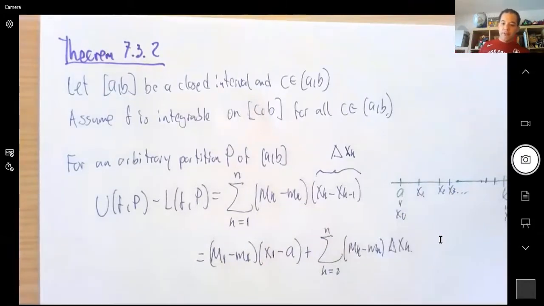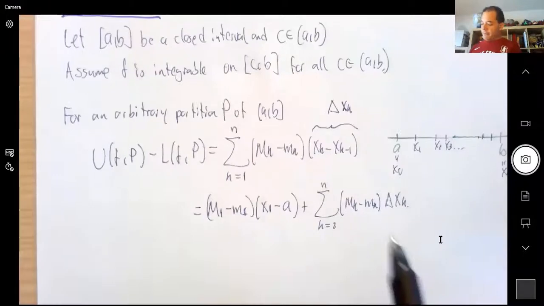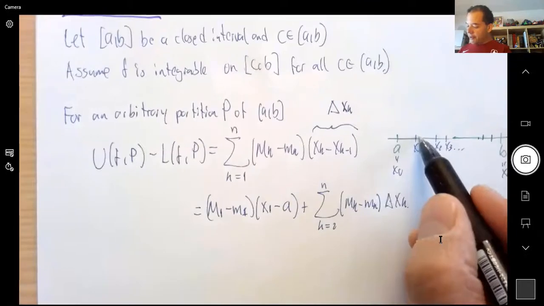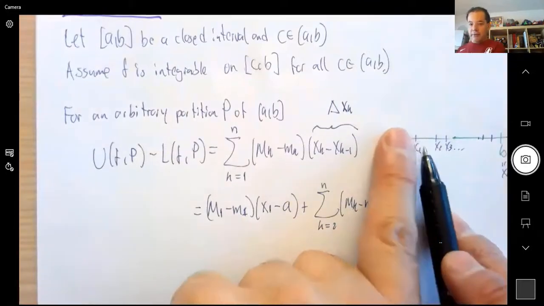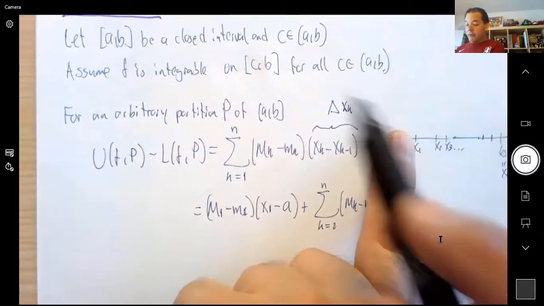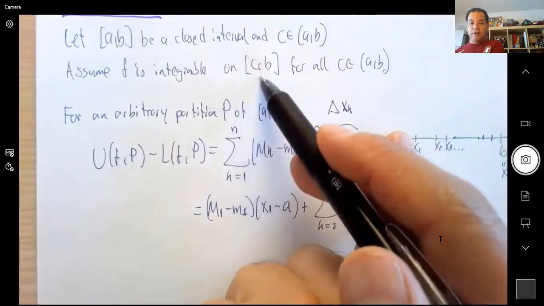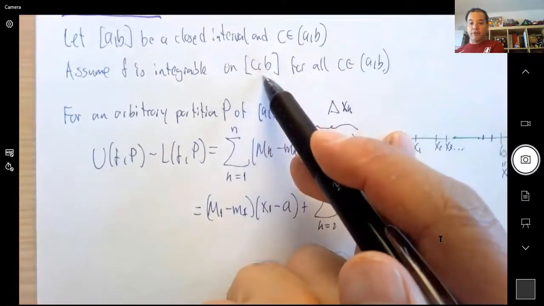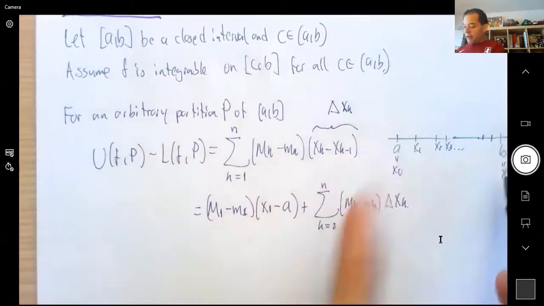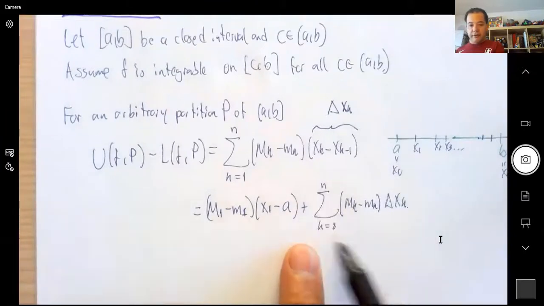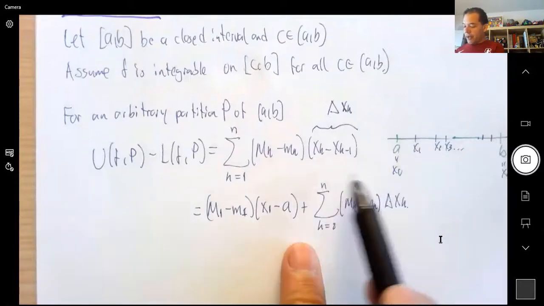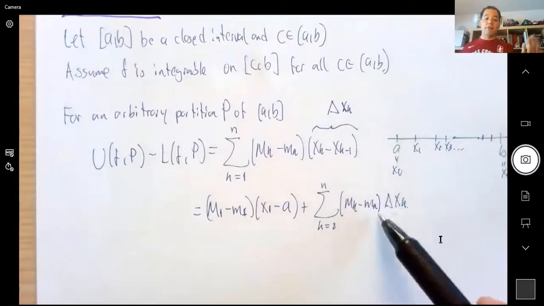Okay, so here's the thing. This second sum, we can control, because that's like doing the upper and the lower sums if we only wanted to integrate from x1 to b. And because we already know it's integrable, look at the assumption here. The function is integrable for any intermediate point, in particular from x1 to b. So I can already make this be as small as I want, because the function is already integrable from x1 to b. So this part I can control. I can make it, say, smaller than epsilon over 2.